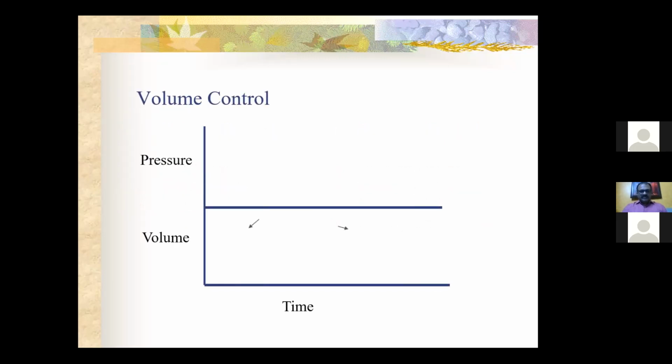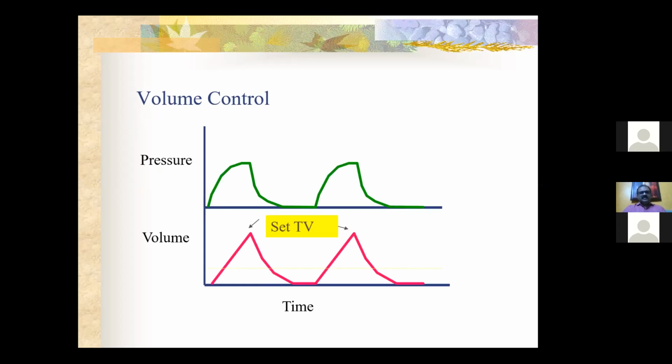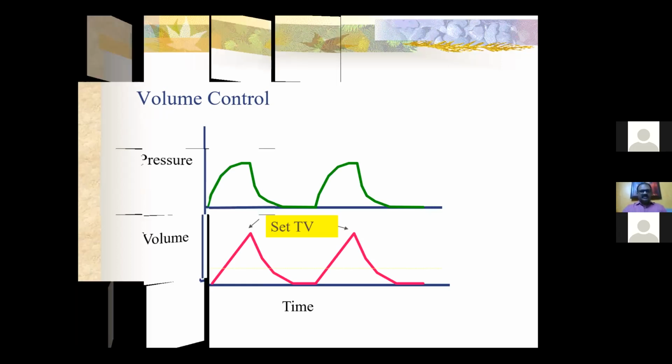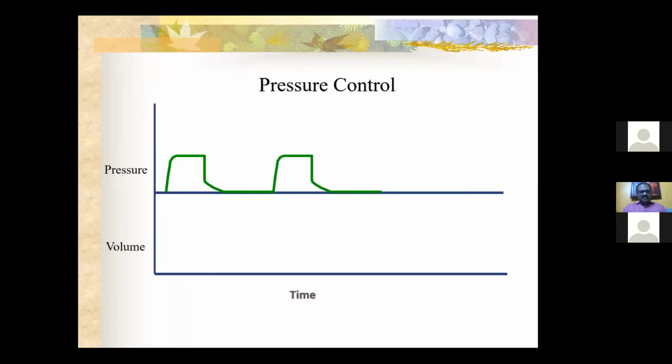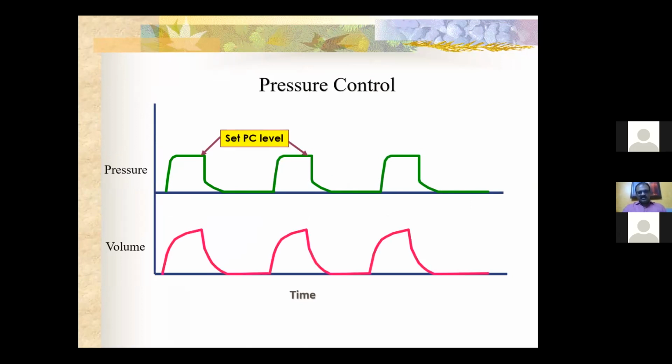So if you take the graphs, what you see is in a volume control, what you set is the tidal volume. So you'll be seeing the same tidal volume that is happening. In a pressure control, what you will be seeing is basically the pressure will be the set one, and the volume will change according to the compliance. So that is the difference. In a volume control, what you set is a volume, and in pressure control, you'll be setting the pressure.